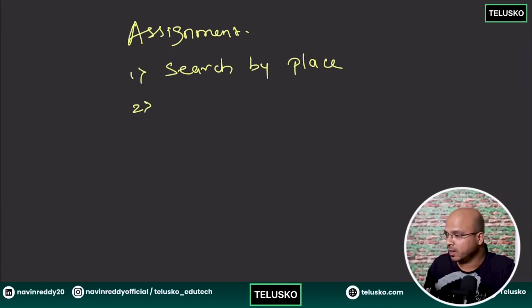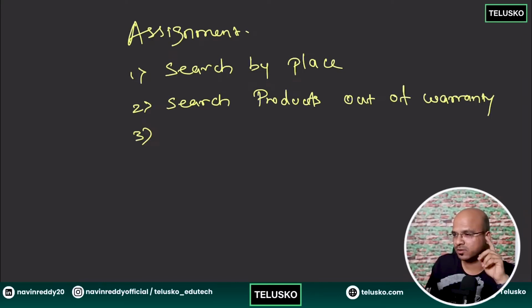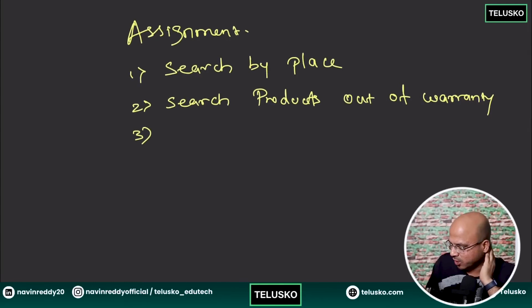Okay, that's one. Next, you have to search by warranty: search products out of warranty. So the first assignment is search by place. Second is search product out of warranty. Next, you need to implement a stream API here.